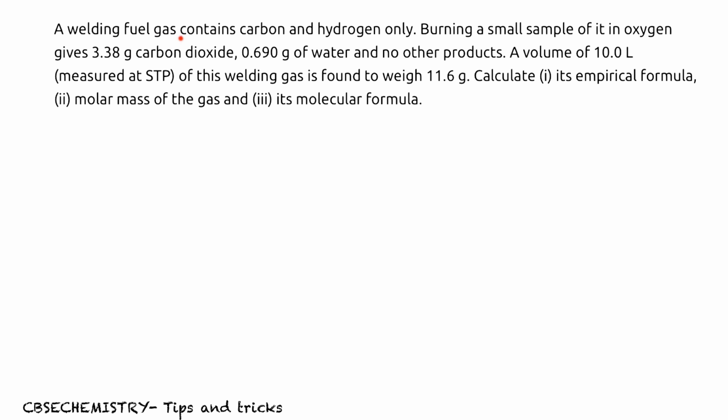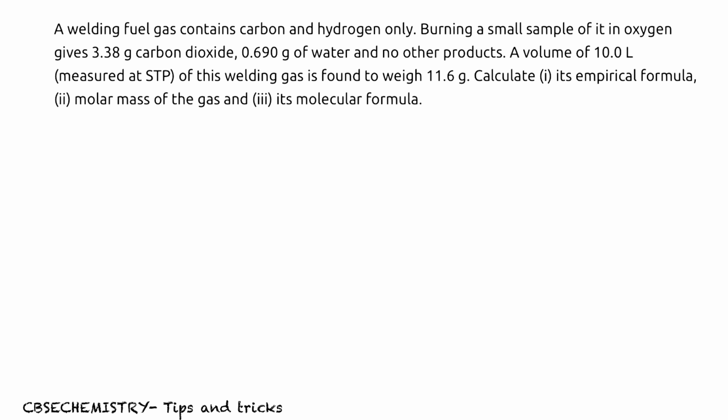A welding fuel gas contains carbon and hydrogen only. Burning a small sample of it in oxygen gives 3.38 gram carbon dioxide, 0.69 gram water and no other product. A volume of 10 liter of this welding gas is found to weigh 11.6 gram. Calculate the empirical formula, molar mass of the gas and its molecular formula.